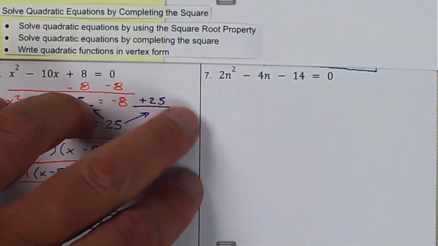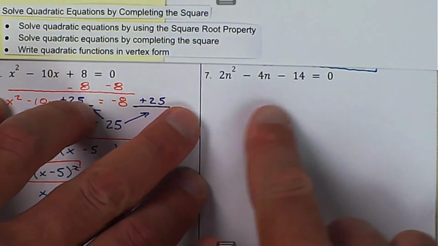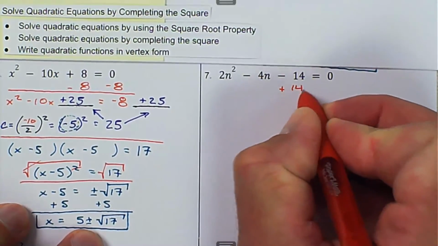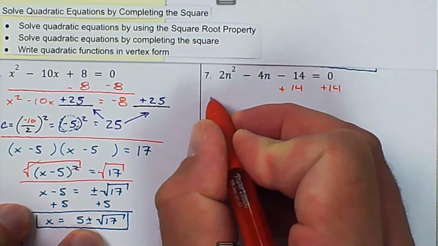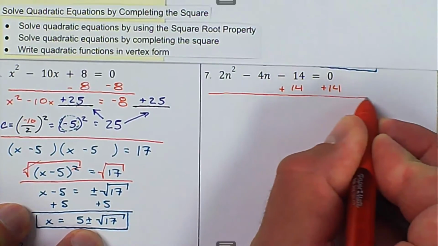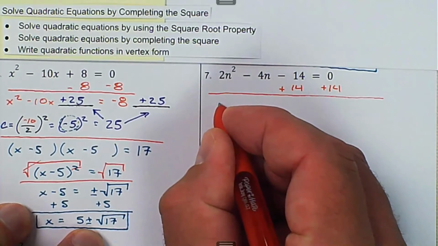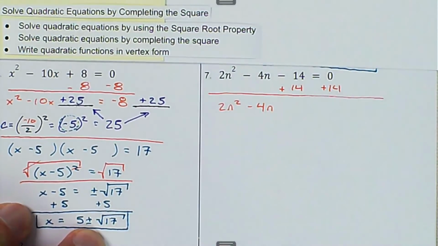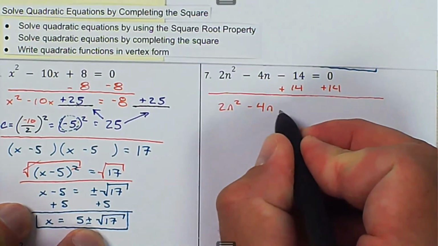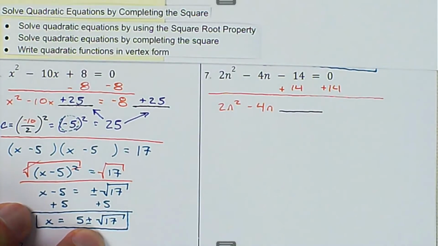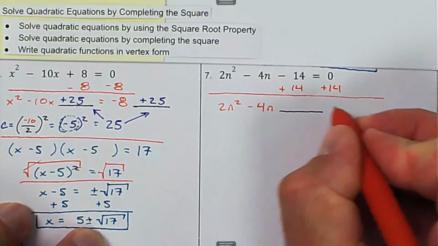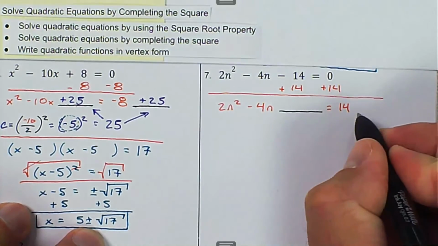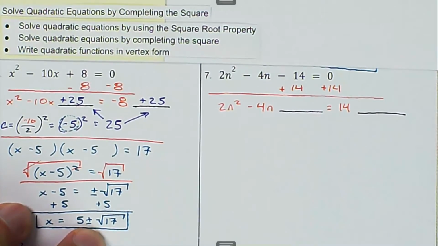So the next thing is we want to get rid of that c value. So we're going to add 14 to both sides of the equation. And that's going to leave us with 2n squared minus 4n. We're still going to have to figure out what the c value is. And that's going to be equal to 14. And we'll still have to add whatever that c value is to the right side as well.